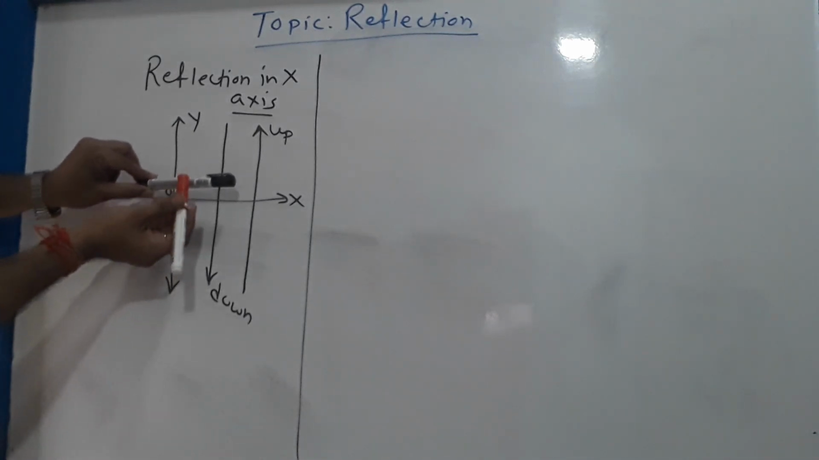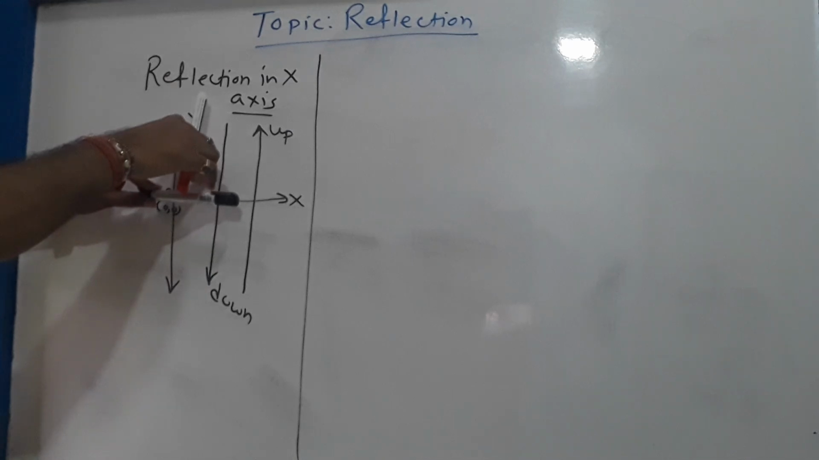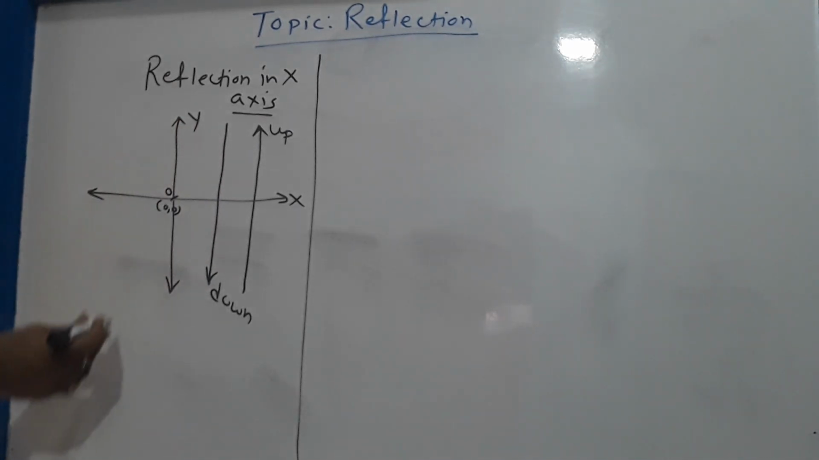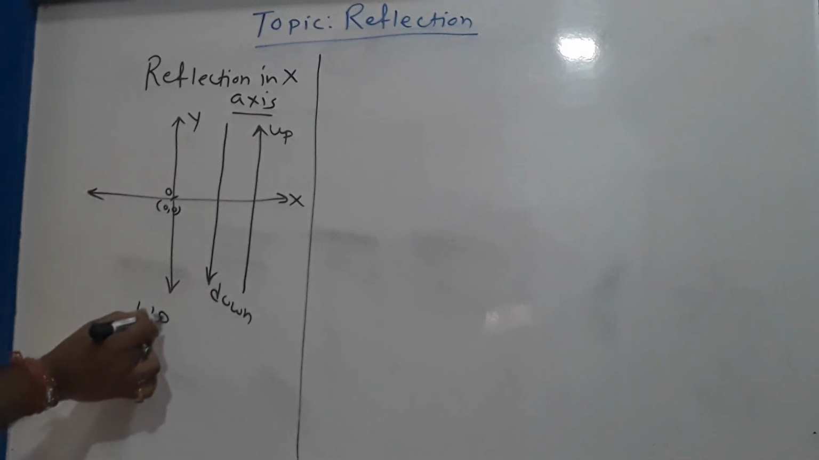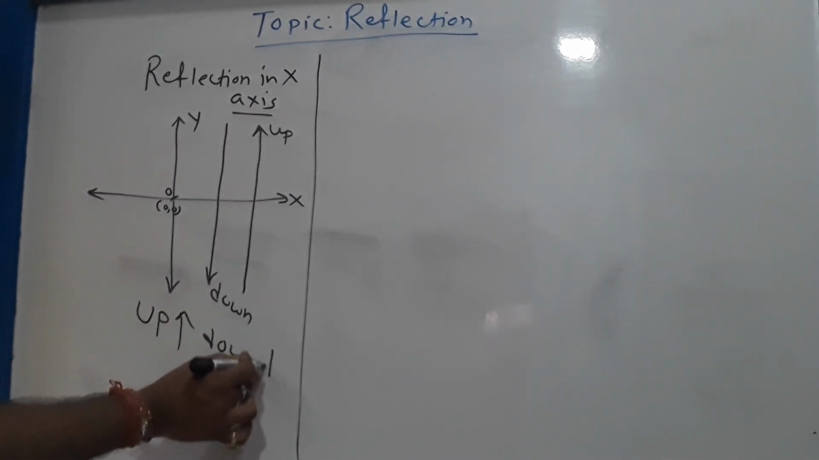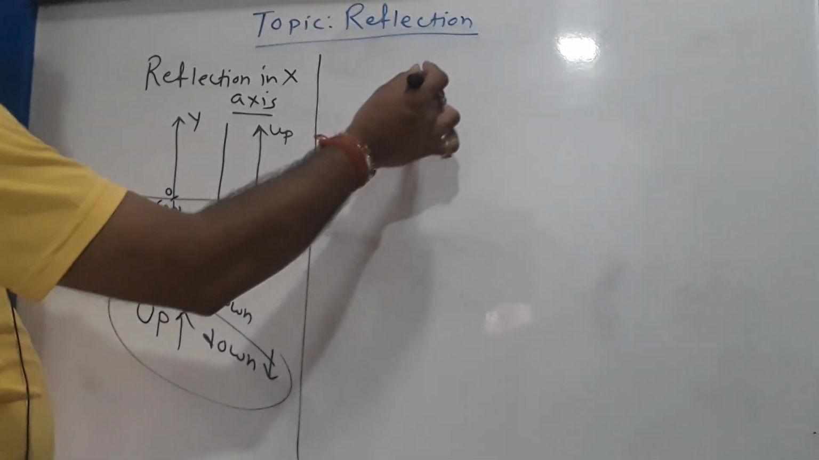So when you take a reflection of a point about x-axis, up will come down and down will go up. So reflection in x-axis, up and down. Let us take one example.